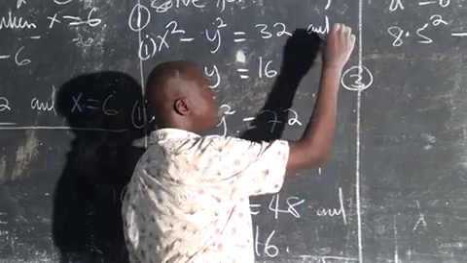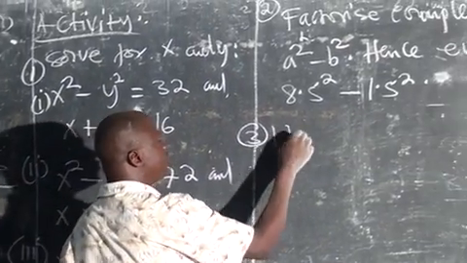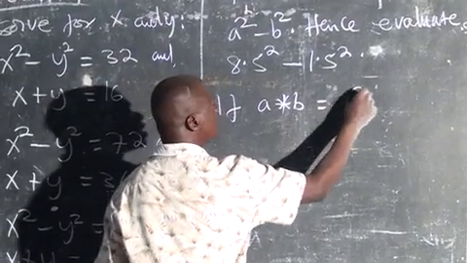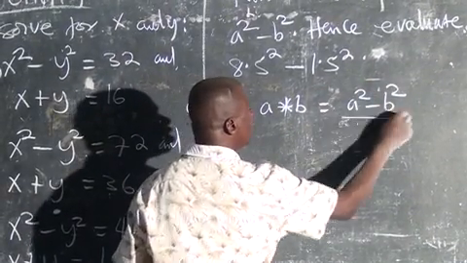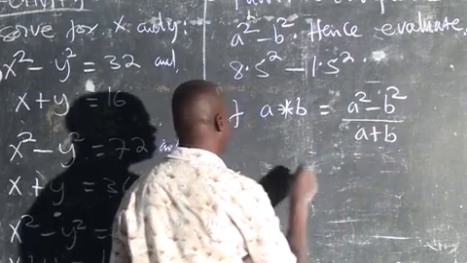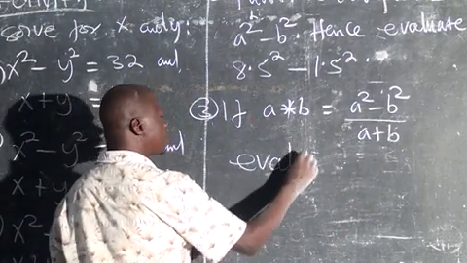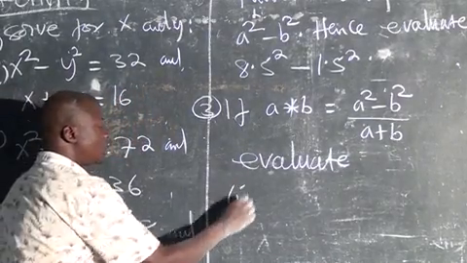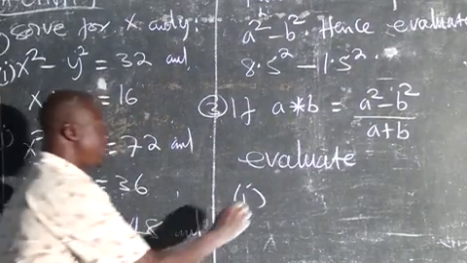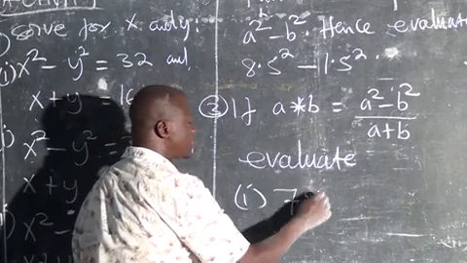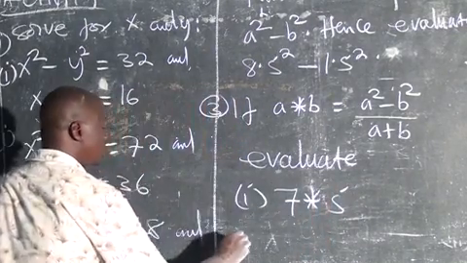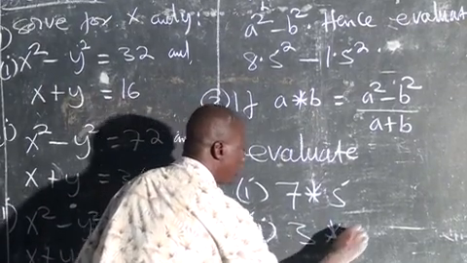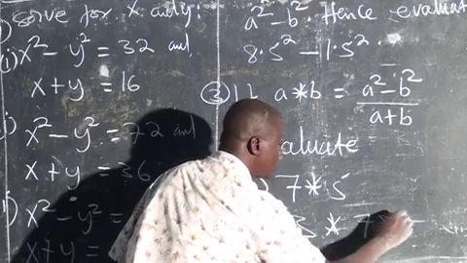We can also look at this. If A operation B is a squared minus b squared over a plus b, evaluate 7 operation 5. From number 2, it is 3 operation 7 operation 5.